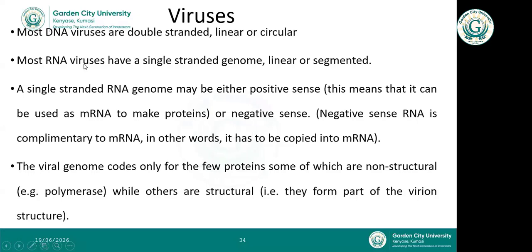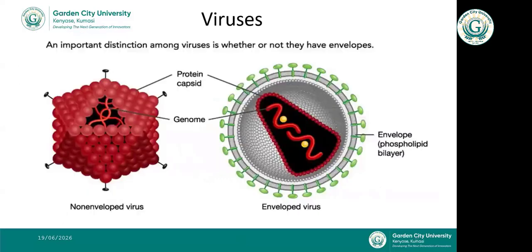For the RNA viruses, the RNA is usually single-stranded. In few cases, there can be a double-stranded RNA, but generally it is single-stranded and linear. Some of the viruses have the RNA segmented. So they can have various forms or various genes that are broken but interspersed within the capsid.